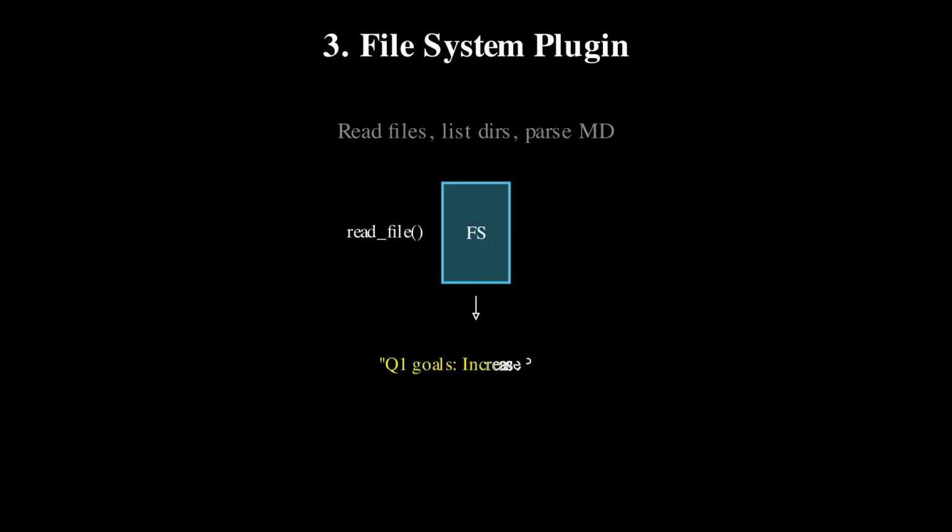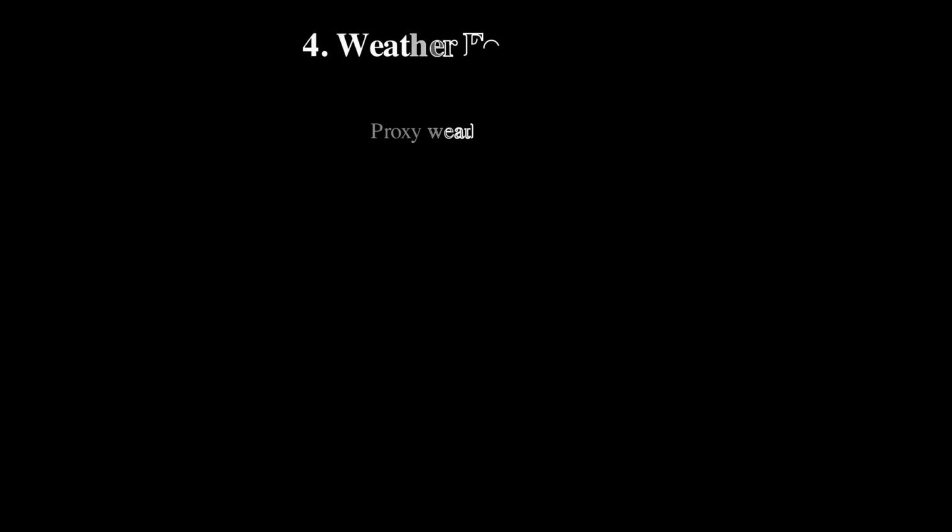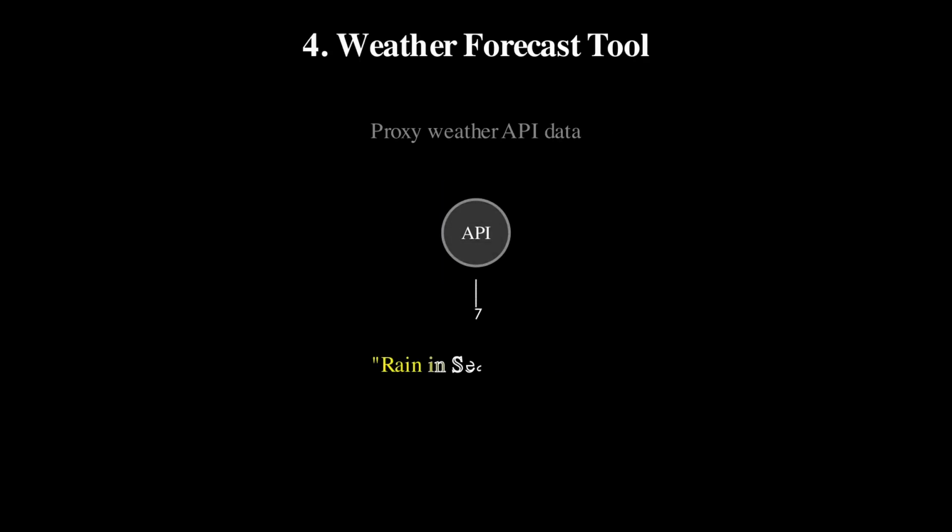Use case 3, file system plugin. Read a file, list directory contents, or even parse a markdown doc. It's perfect for desktop agents, documentation assistance, or local note search. Use case 4, weather forecast tool. Simple, reliable API proxy that returns human-readable data from OpenWeather, etc. Zero need for workflows or retry logic.